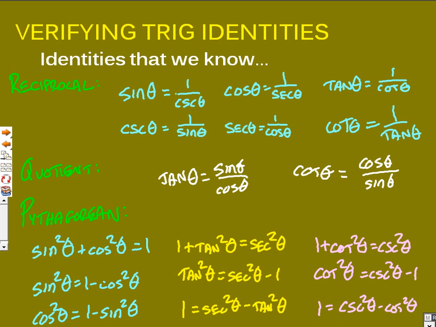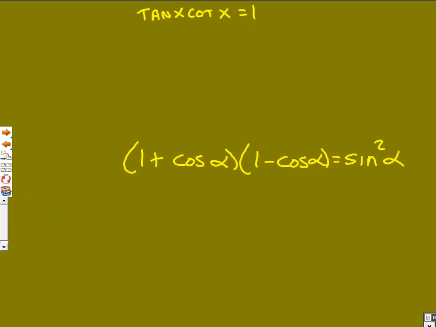So it's time to start actually verifying some of these trig identities. Here is the formula sheet essentially that you can use. Any one of these identities can be used at any time in solving a trig identity and in confirming what we're trying to find. So I'm going to start with some very, very easy ones. First one, tangent times cotangent equals 1.